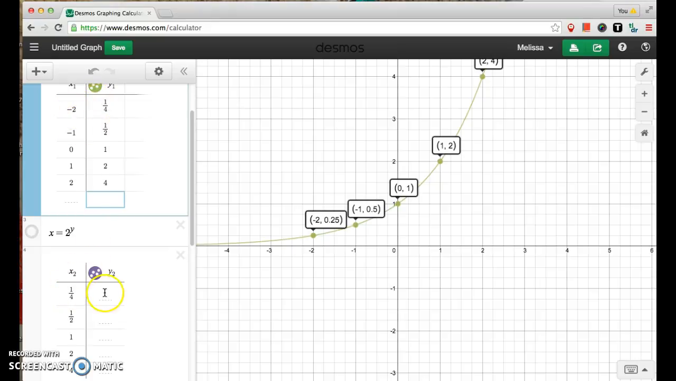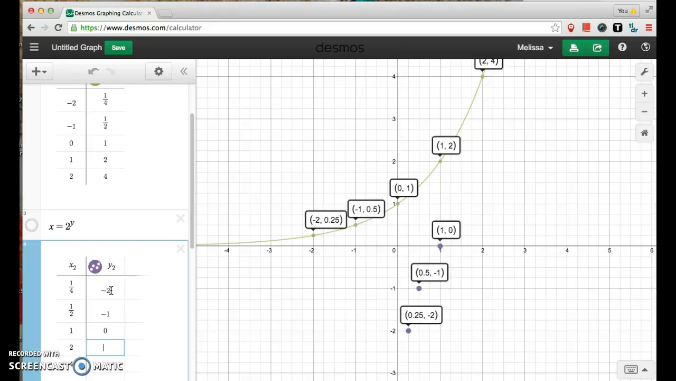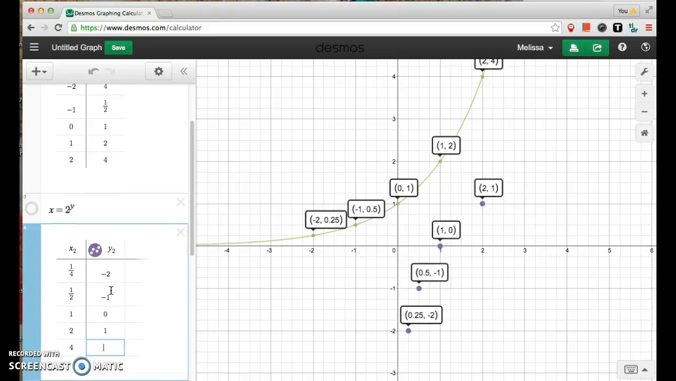So when x is 1/4, y will be -2. When x is 1/2, y is -1. When x is 1, y is 0. When x is 2, y is 1. When x is 4, y is 2. And you see the graph, x equals 2 to the y.